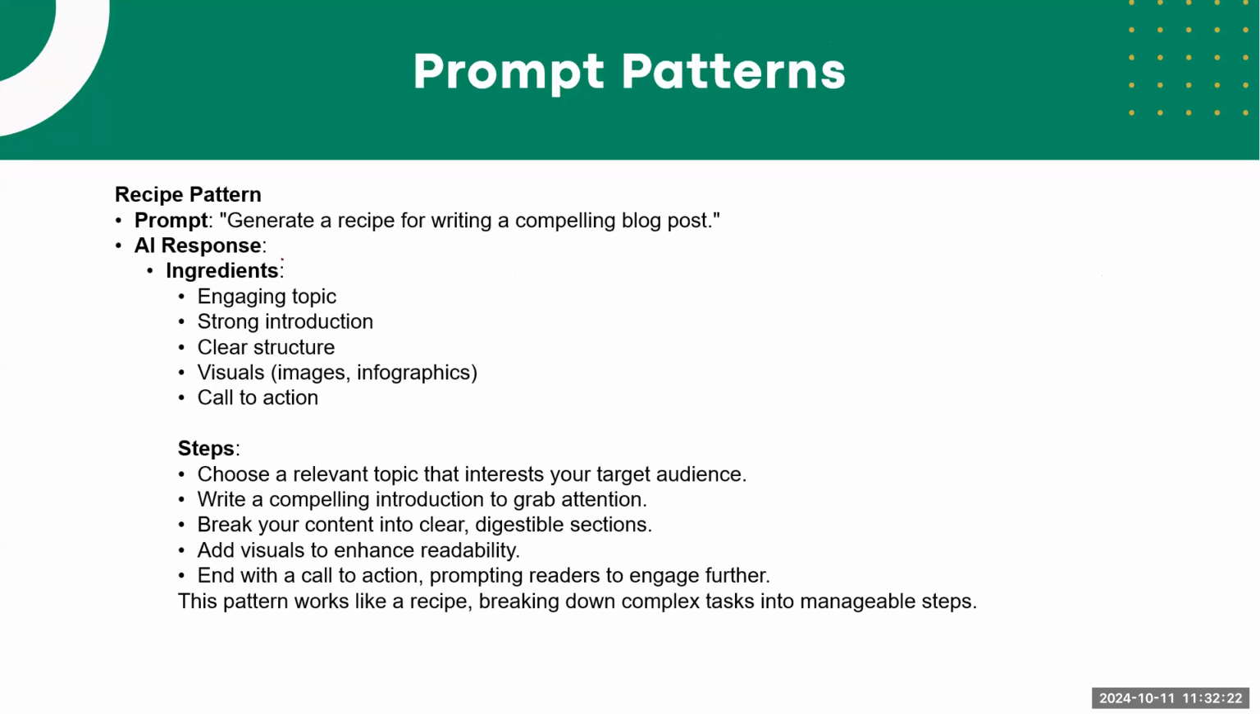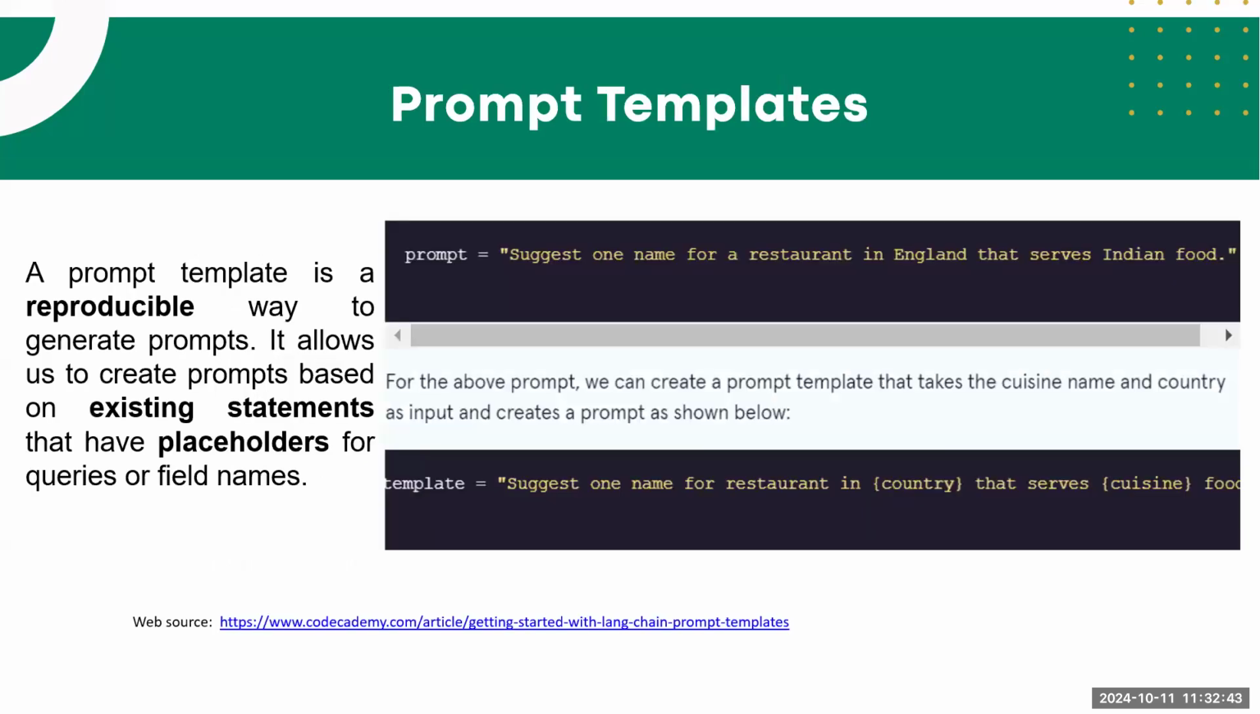And here's another example of the recipe. So generate the recipe writing, and basically it will give the various steps on how to achieve the goal. Okay, so here's just another example of a prompt template. So here's the initial prompt. So this would be like your one-shot prompt.